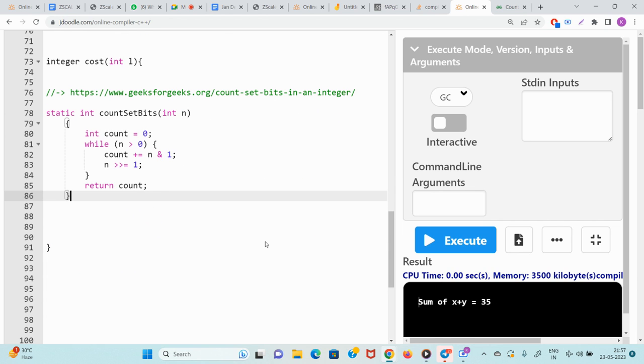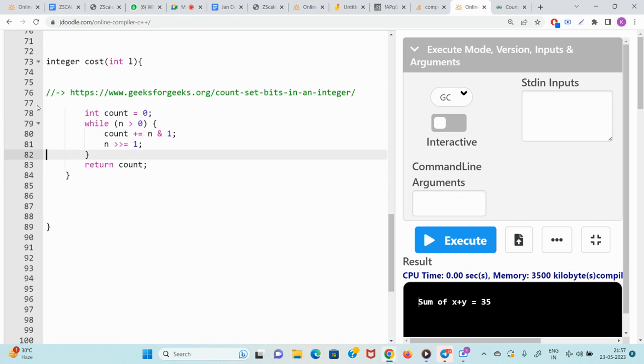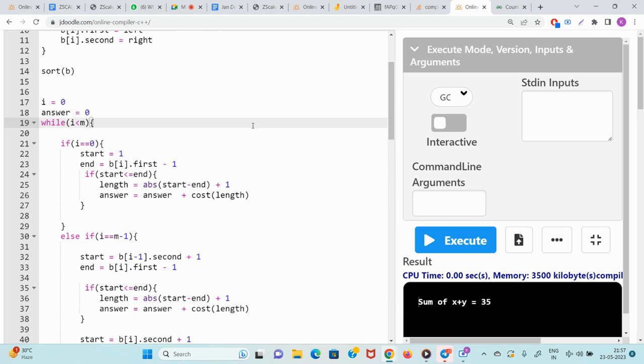You just cut this stuff like this, and instead of n you replace it by L, or you can write an n here also. So the job is done, guys, and the code is also done. You can see what will be the time complexity.